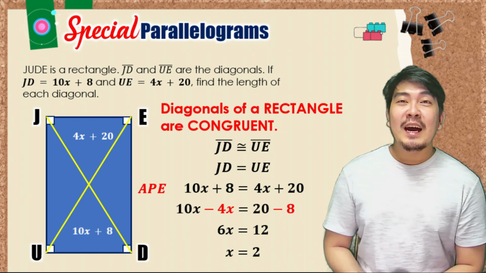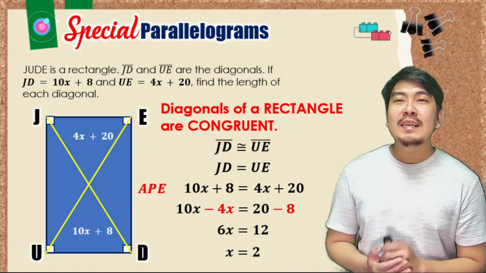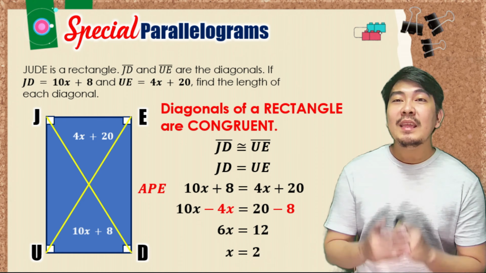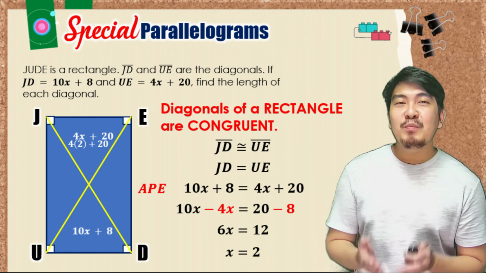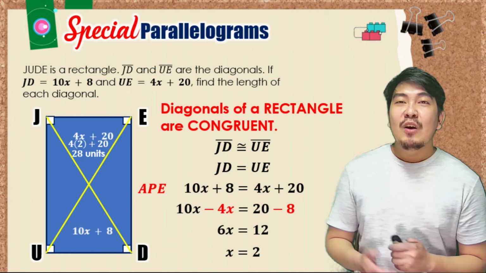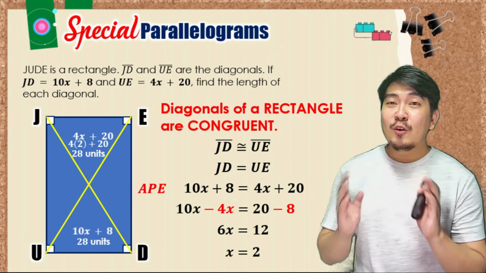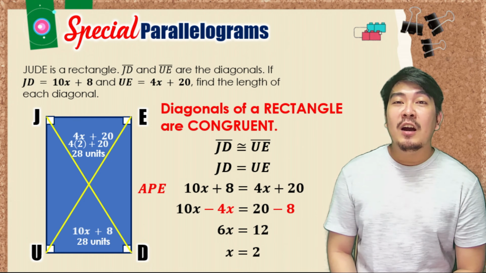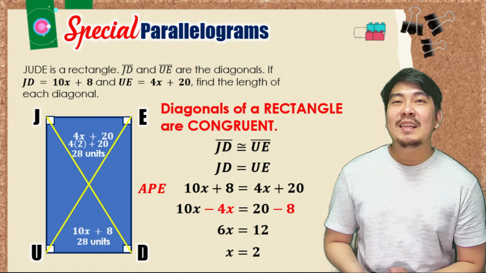Hindi pa dito nagtatapos ang ating solution because we need to find the length of each diagonal. So ang gagawin lang natin, since we already have the value of x here, is to substitute to the given expressions. So that will be 4 times 2 plus 20. So the result is 28 units. And then, for the second one, if we are going to substitute, that will also be 28 units. So no need to substitute anymore for the other diagonal since the diagonals of a rectangle are congruent. So therefore, we can say that each diagonal measures 28 units.